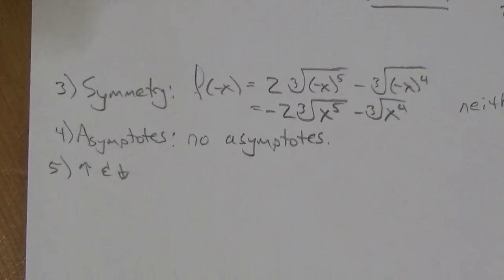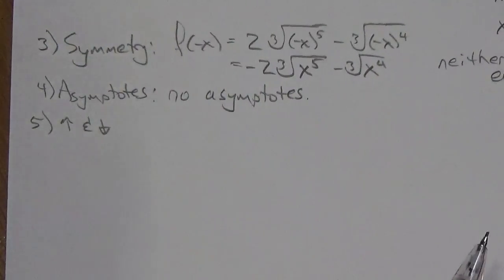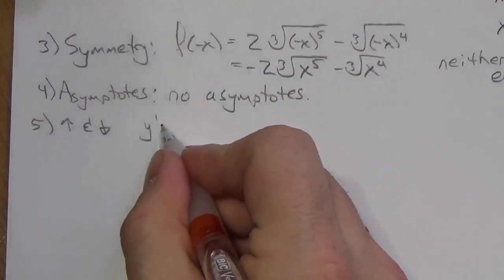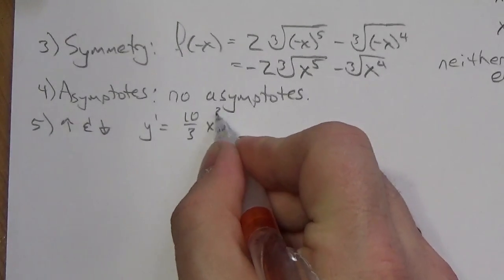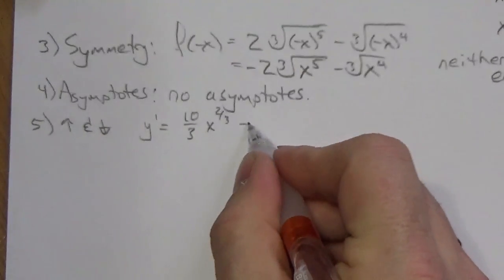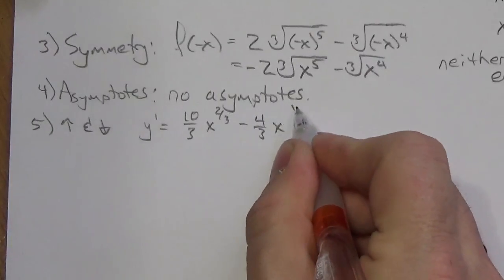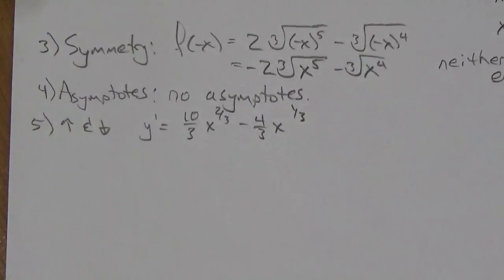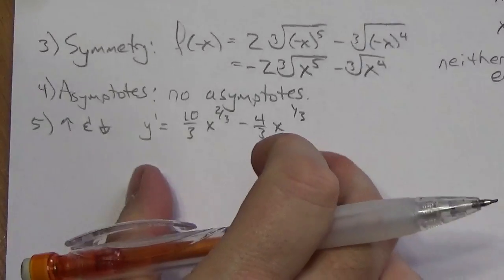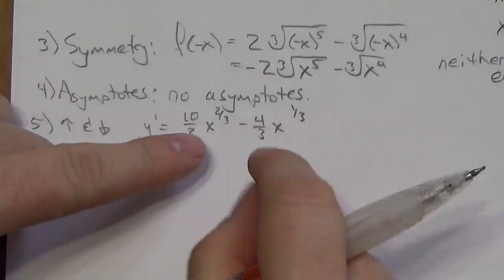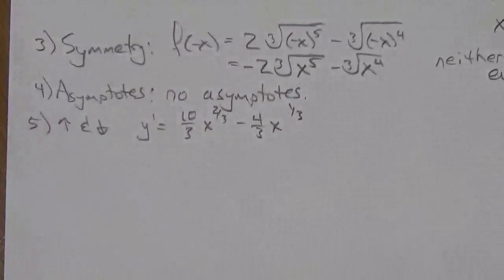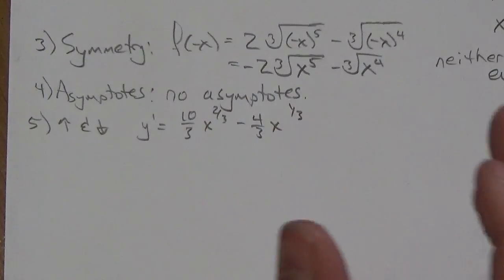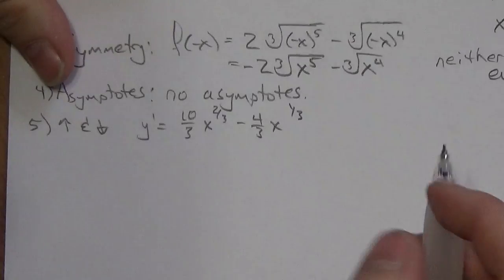Okay, increasing and decreasing. So what we have to do now is take the derivative. So y prime is going to equal 10/3 x to the 2/3 minus 4/3 x to the 1/3. All right, so there's our expression for the derivative. Now we're interested in where this becomes 0, because remember that will be the boundary points between the spots where this thing is increasing or decreasing.